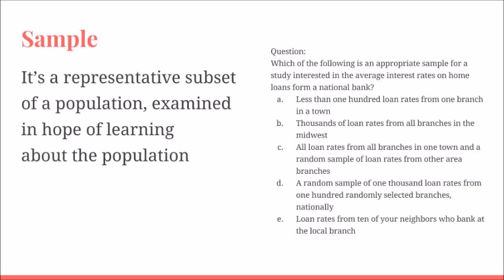Then let me show some example questions about sampling. Pause the video and try to answer the question. The answer is D, which means that the appropriate sample for a study interested in the average interest rates on home loans from a national bank is a random sample of 1,000 loan rates from 100 randomly selected branches nationally. The sample size is large enough since it contains 100 samples from a 1,000 population, and also it is a randomly selected sample, which means there's less possibility for bias to occur.